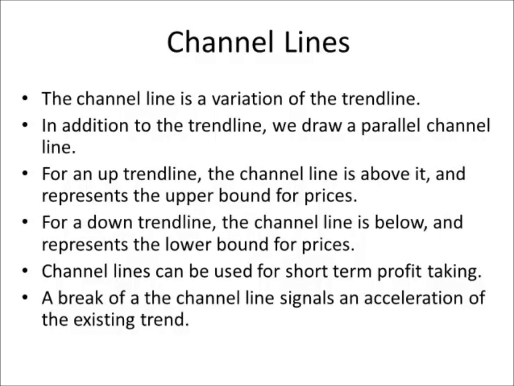Now, of course, just like trend lines, channel lines can be broken. If a channel line is broken, that would signal the acceleration of an existing trend. So, for example, if we have an uptrend, we have the channel line and the trend line. If prices are moving up at a certain rate, they'll stay within that channel. But let's say they start going up even faster, then it will probably break the channel line, right? And that break of the channel line can signal an acceleration of the existing trend. And the same thing will happen going downwards as well.